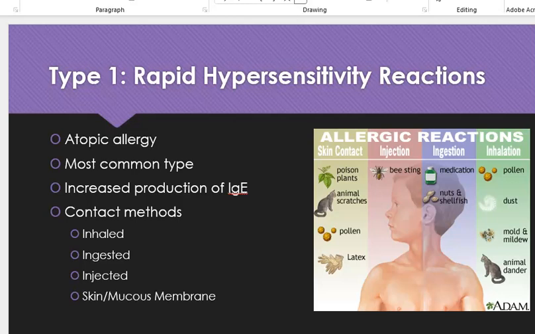Production of increased IgE levels in response to antigen exposure is genetically based in inherited genes, although specific allergies are not inherited. Penicillin allergy is individualized, so that just means that just because mom and dad are allergic doesn't necessarily mean that you are going to be allergic.